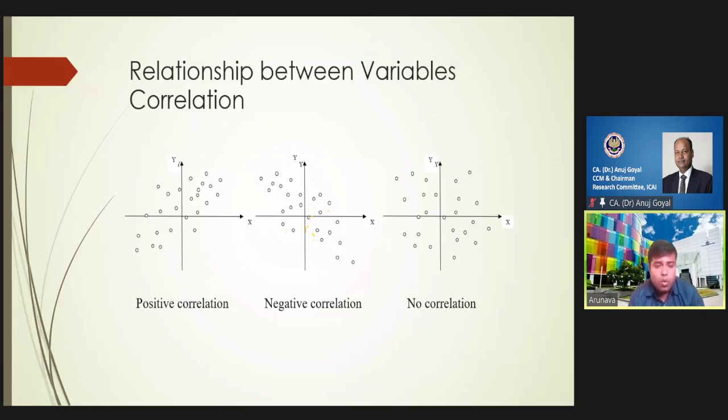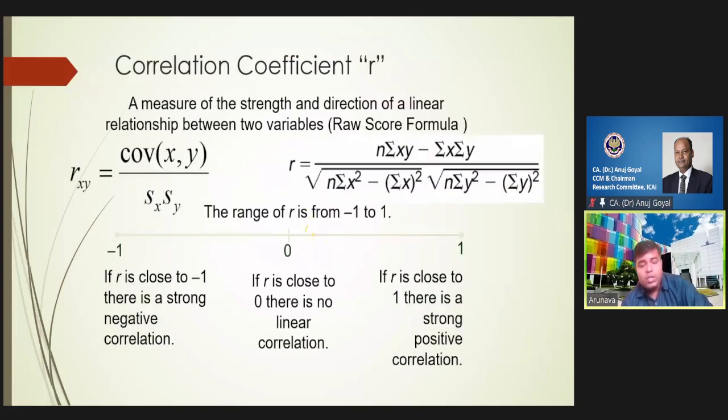Right. So if we can plot a scatter plot, we can see whether these two variables are correlated or not. And if they are correlated, we can further analyze the correlation. Right? And correlation is calculated through this. It ranges from -1 to +1.